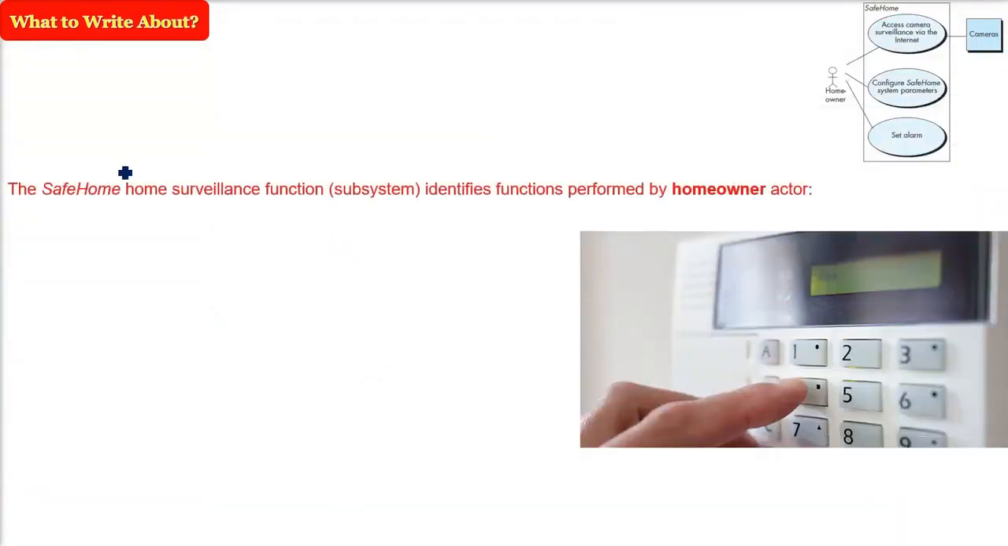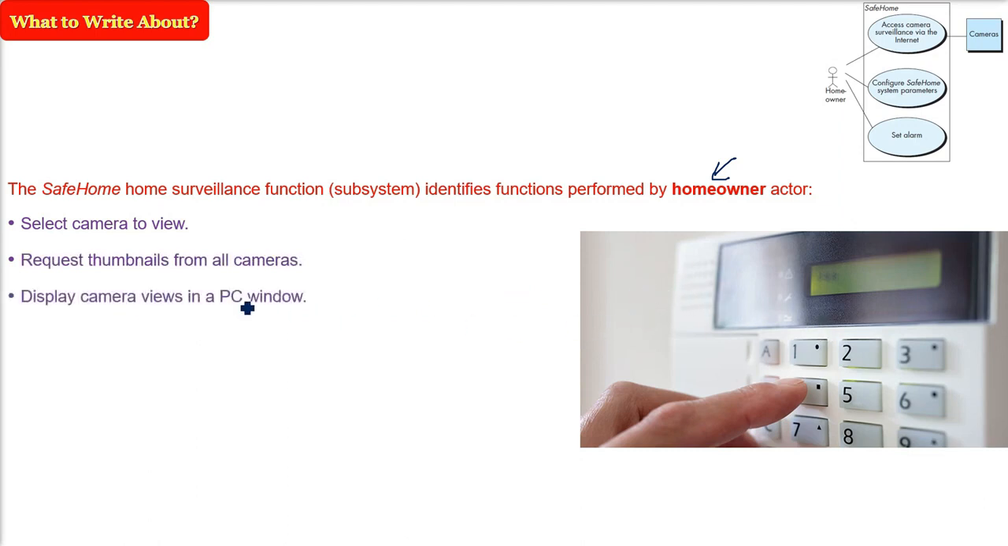What to write about? If you remember, this SafeHome is actually a software or a system for surveillance of home. That is, we want our home to be safe. Here we are talking about the cameras. Just understand that we have an actor, say the homeowner. If you want a surveillance system, what will you do? You will select a camera to view. Then you would like to see all the thumbnails or the view from all the cameras. Then you would like to display camera views on, say, a PC, personal computer, or a laptop.